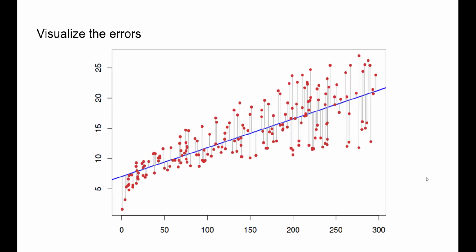Visually, it looks like this. The red dots represent our data, and the blue line is our fitted straight line. Each vertical line is the magnitude of the error. So we want to position the blue line such that the sum of the squared length of each vertical line is as small as possible.